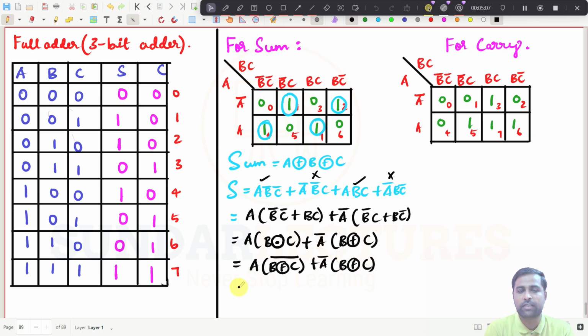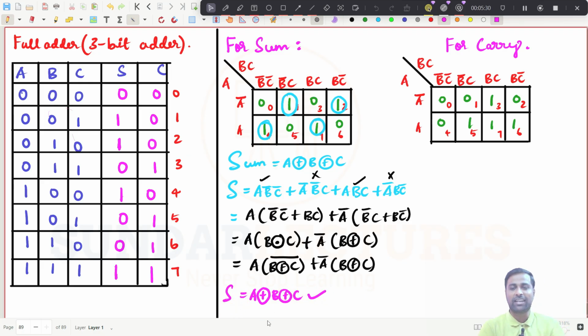So what does this whole expression look like now? Try to understand very clearly. You keep this as B now. B XOR C, consider it as B now. So A B bar plus A bar B. Then what will be the expression? So A XOR of, what is B here? We have considered it is B XOR C. So it is B XOR C. Simply we can write like this, right?